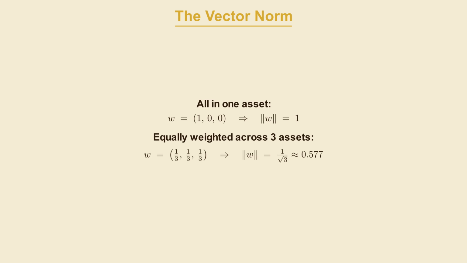For a weights vector, the norm has a useful interpretation. A perfectly concentrated portfolio with everything all in one asset has a norm of 1. An equally weighted portfolio across n assets has a smaller norm because it spreads out in more directions.